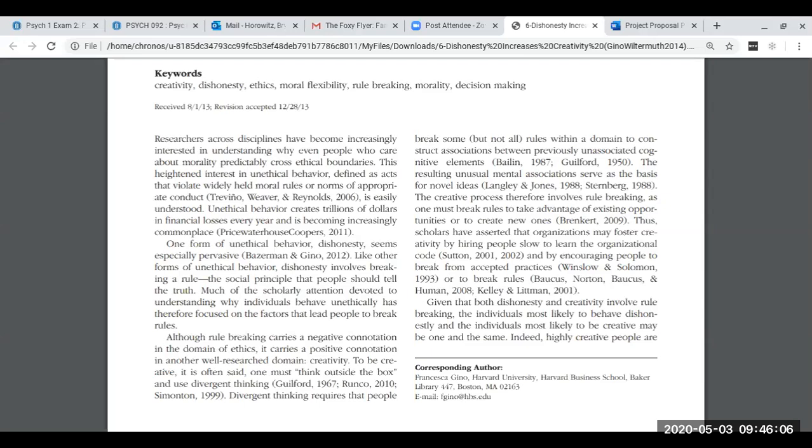Thus, scholars have asserted that organizations may foster creativity by hiring people who are slow to learn organizational code, and by encouraging people to break from their accepted practices or to break rules, at least a little, right? Given that both dishonesty and creativity involve rule breaking, the individuals most likely to behave dishonestly and the individuals most likely to be creative may be one and the same.